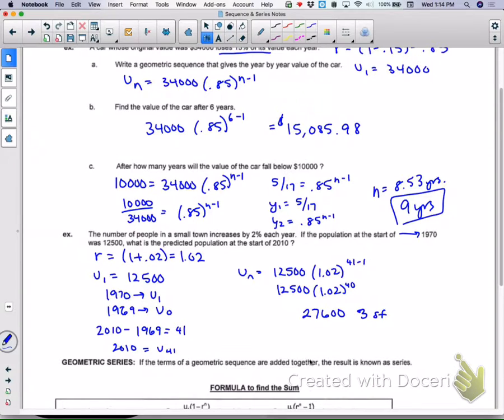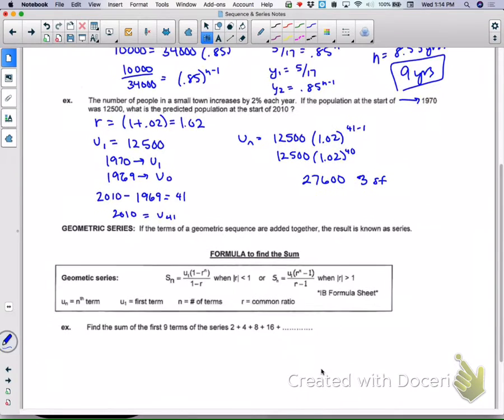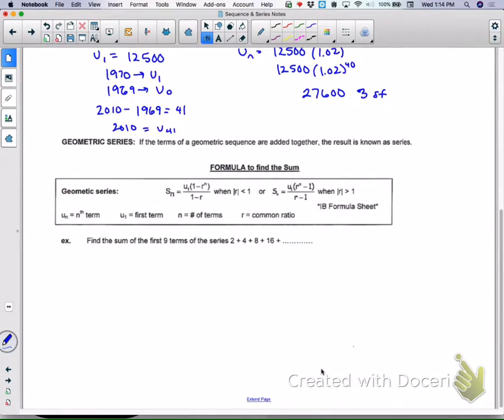Now, what about if we go to a series? Okay, a series now is going to be a sum, just same way we did yesterday, but different formulas. Now, the formula booklet gives you 2 formulas. They give you this formula, and they give you this formula. Now, right here, it has, hey, use this one when the absolute value of r is less than 1, and hey, use this one when the absolute value of r is greater than 1.